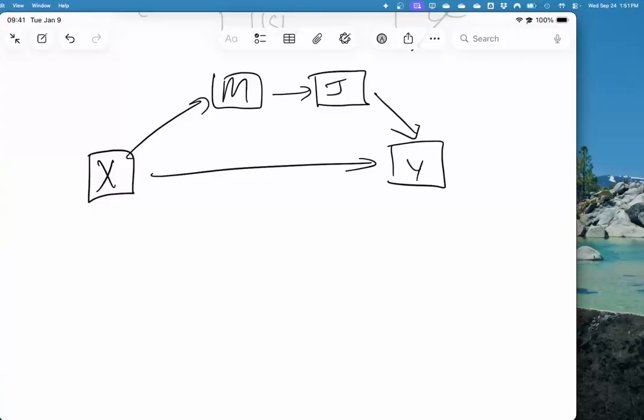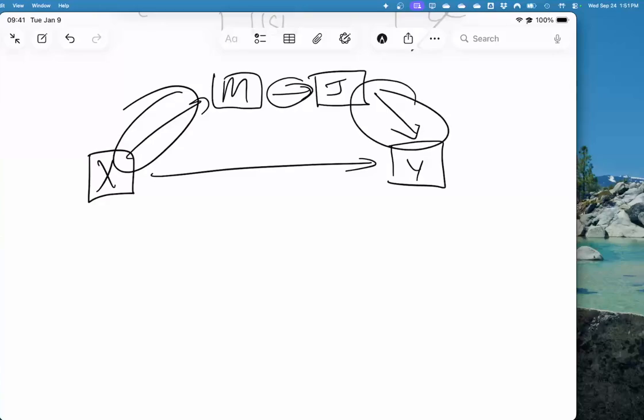Now, the indirect effect is what? You have to multiply this path weight times that path weight times that one. Right? So it just gets more complicated as you go further.